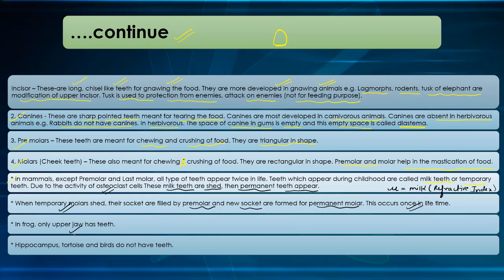In frog, only the upper jaw has teeth, meaning no mandibular dentition. Hippocampus, tortoise and birds don't have teeth, which is called anodontia.